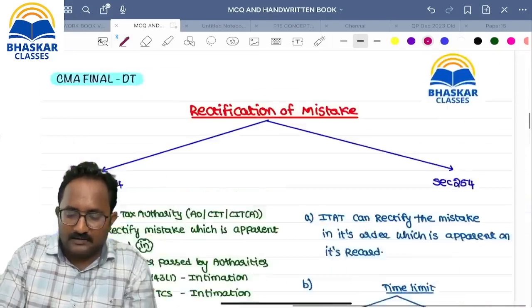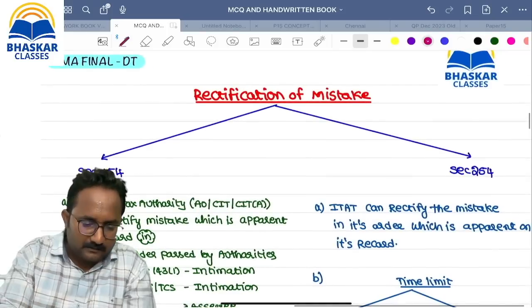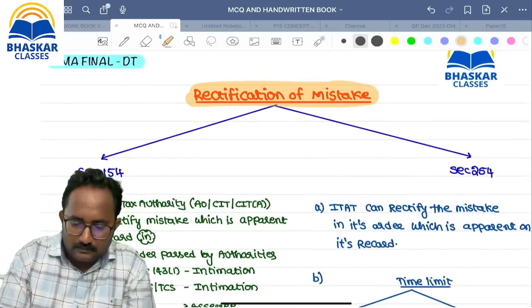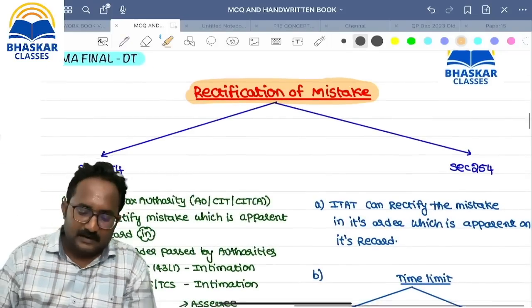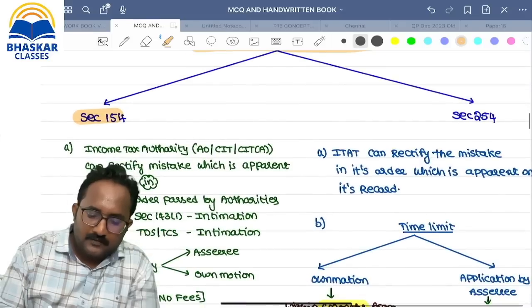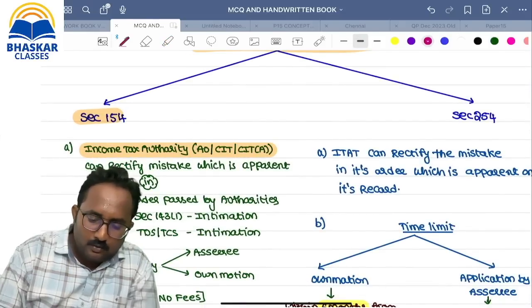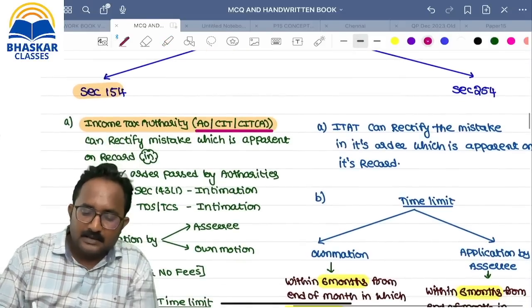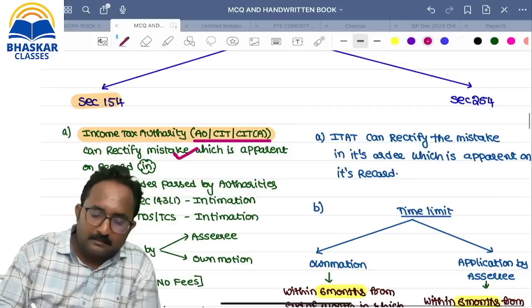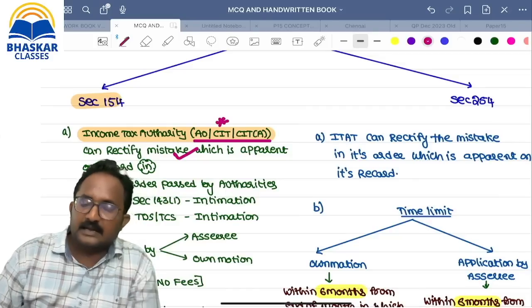Now, I want to start the rectification related topic, ma. So I will explain overall. Rectification we have in 2 sections, ma. How many sections? 2 sections. Remember, check the screen. Section 154 rectification: if an order is given by the AO or CIT appeals, and any mistake is there, it can be rectified by the AO or CIT appeals.